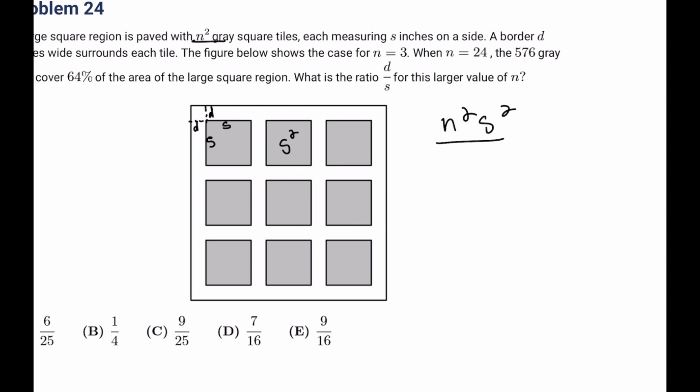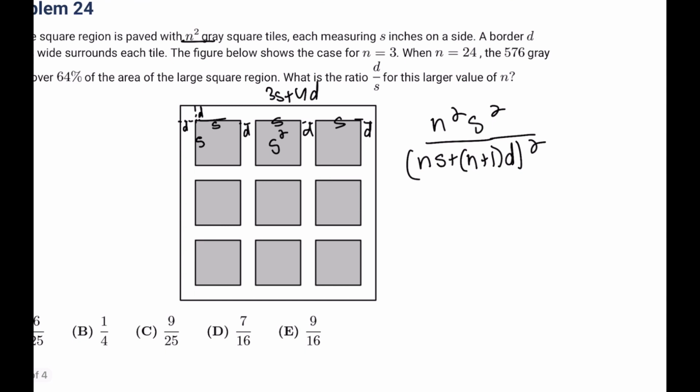So with the example n equals 3, we can see that this is s, s, s, and then d, d, d, d. So that would be 3s plus 4d. But that's because there's 3 of these gray tiles. So in terms of n, that would be ns plus (n plus 1)d for the side length, and the area would be squared because there's n of these tiles, and then each of these d's is going to be n plus 1.